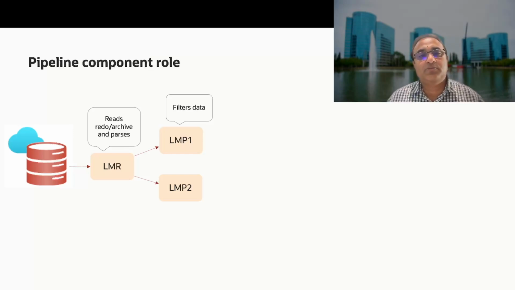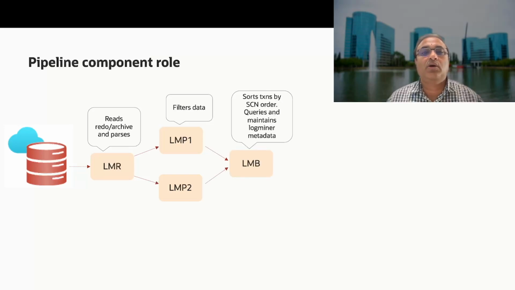Once the data is processed by the LogMiner preparer, it moves on to the LogMiner builder process, which performs two tasks. Task number one is to sort the data it receives from both preparers in SCN order. Task number two is to maintain LogMiner dictionary metadata. LogMiner has its own dictionary tables, and the builder's task is to maintain them by executing DML and SQL queries from time to time.